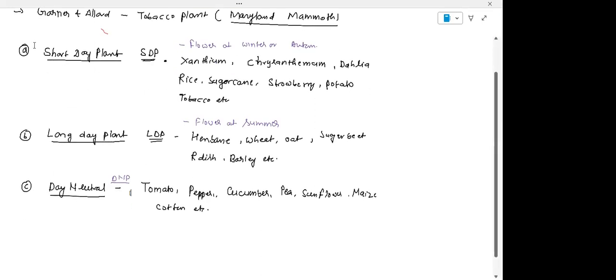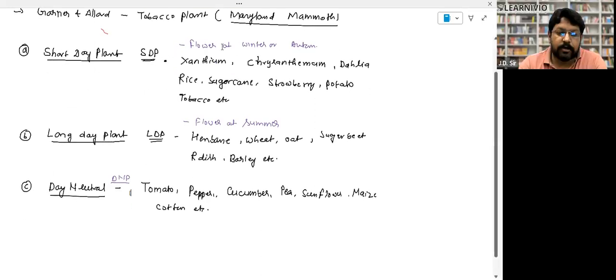Short day plants are those plants which flower in winter or autumn: Xanthium, chrysanthemum, dahlia, rice, sugarcane, strawberry, potato, tobacco. These are the SDP, short day plants. They will flower in winter. Long day plants will flower in the summer time period, when the days are longer. So they are called LDP.